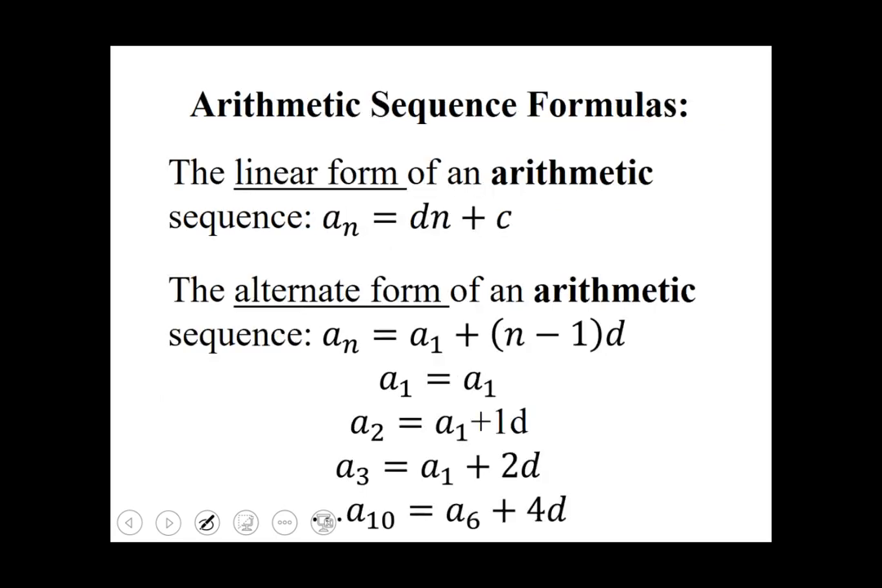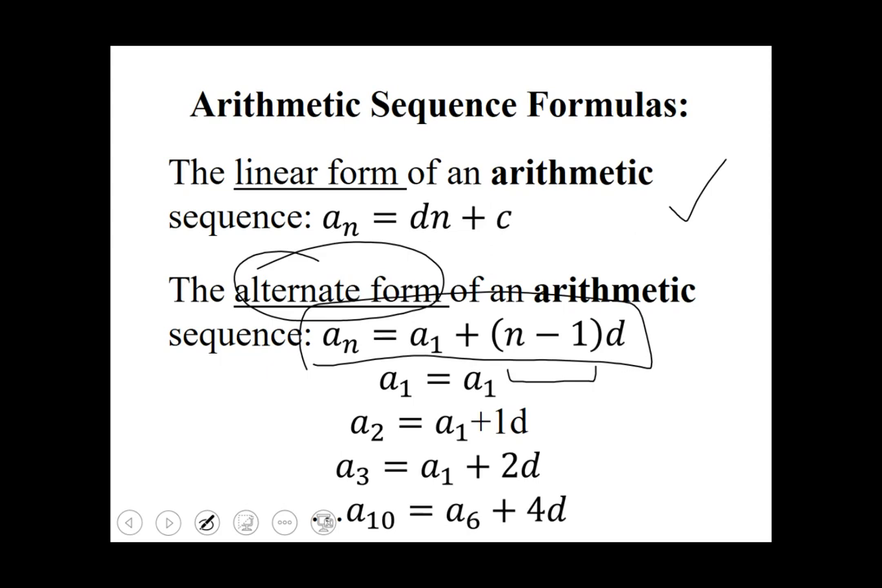So again, as a reminder, here's the linear form of the arithmetic sequence. Then there's something called the alternative form of the arithmetic sequence, which basically allows you to relate any two terms in an arithmetic sequence. So here's our second formula. a sub n equals a sub 1 plus n minus 1 times d. This n minus 1 represents the position number.